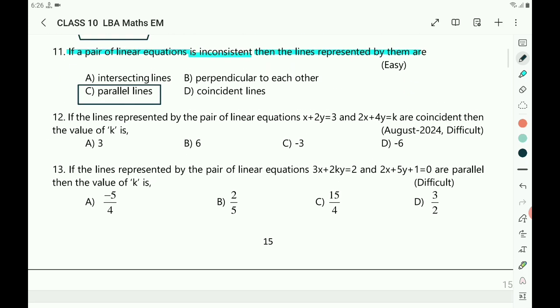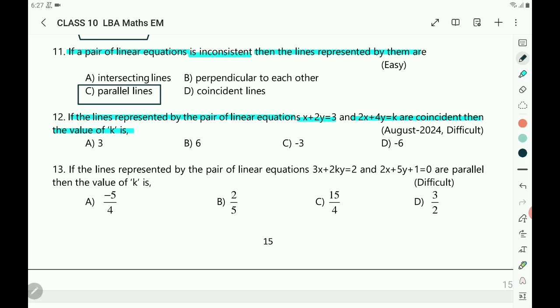Inconsistent means no solution. The lines are parallel lines. That is the case a1 by a2 equals b1 by b2 not equals to c1 by c2. Then you take the 12th question. If the lines represented by the pair of linear equations x plus 2y equals 3 and 2x plus 4y equals k are coincident lines, then the value of k is... If the lines are coincident lines, then a1 by a2 equals b1 by b2 equals c1 by c2.